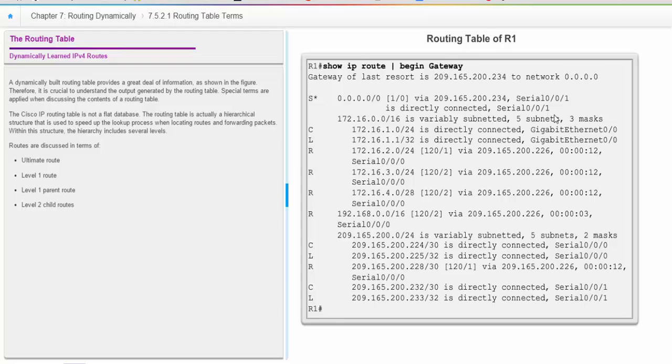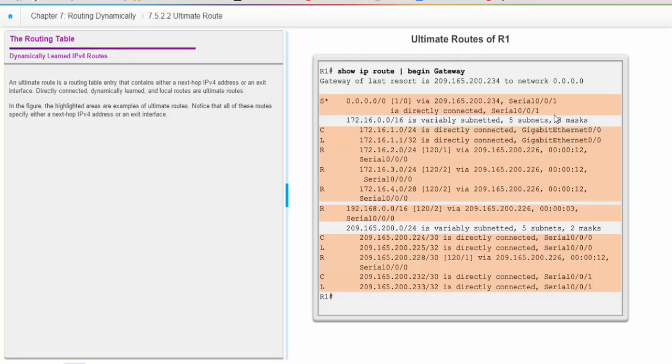The ultimate route is a routing table entry that contains either a next hop IPv4 address or an exit interface. Directly connected, dynamically learned, and local routes are ultimate routes. Okay, so in this figure, the highlighted areas are examples of ultimate routes. Your static quad 0 route, then the ones who are directly connected are also those that have been dynamically learned.